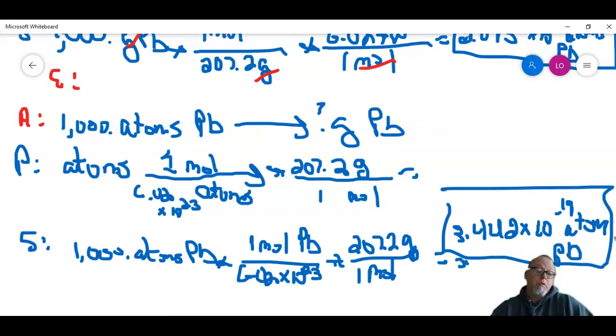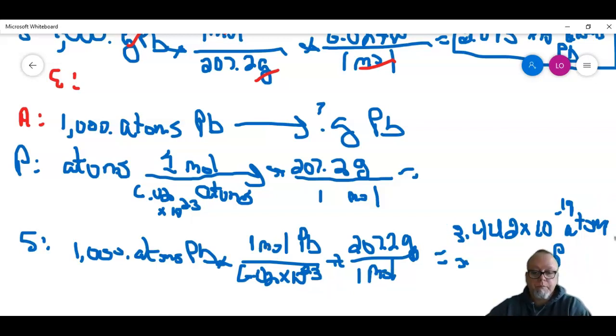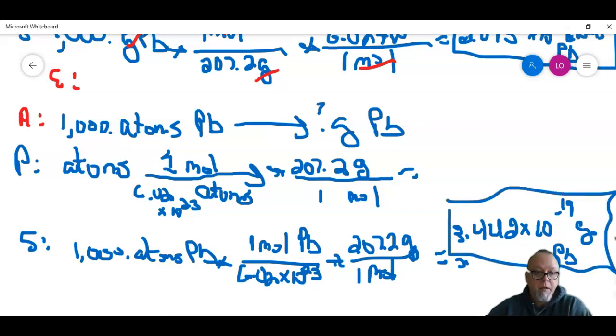Box that in. Well, we should have evaluated our answer before we boxed it in, but let's take a look. So we have atoms in the denominator here, atoms here, we have mole here, and we're left with grams. Oh, we evaluated it, and I did it wrong again. So let's look here. It should be grams. We should be talking about grams. That's why you always evaluate. It's very easy to get confused, okay? And so we are going to grams of Pb. And then we box it in, and there we go.